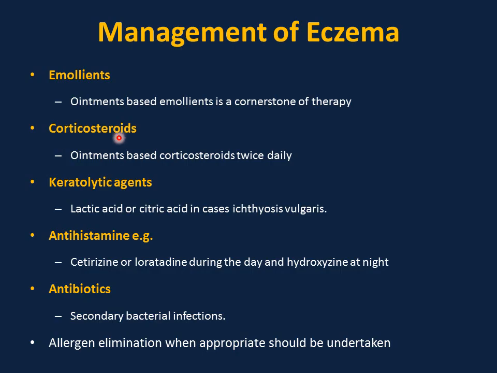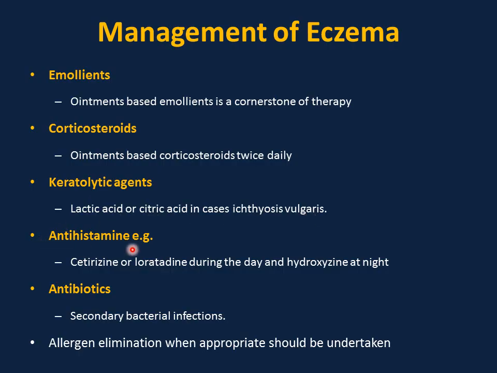The next step, which is very important, is topical anti-inflammatory corticosteroids. Corticosteroids are the base of the treatment of eczema. Ointment-based is preferred over cream-based corticosteroids. Used twice daily until the skin is clear. Then you can use the emollient by itself afterward, and the corticosteroid will be used as needed if there is any itchiness. Keratolytic agents like lactic acid or citric acid in the cases of ichthyosis vulgaris.